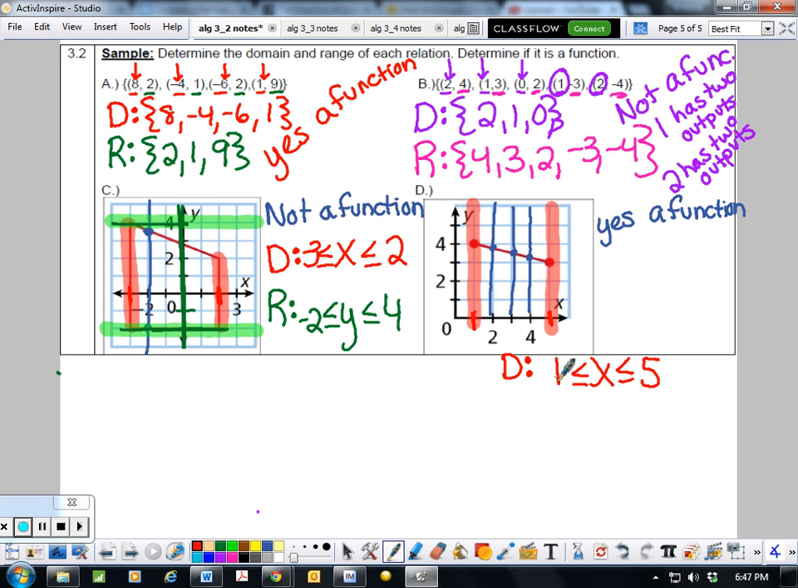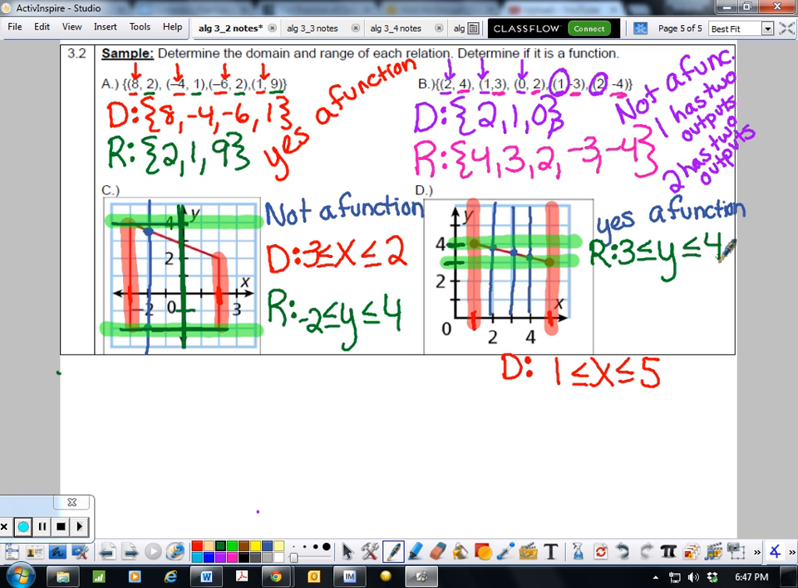Now for range, I'm going to look at the top and bottom of my graph. So the very top part of that red graph is right here. The very bottom part of my red graph is right there. So when I'm looking at that range, I'm looking at y being between, my lowest number is 3 and my highest number is 4. So y is anywhere between 3 and 4.